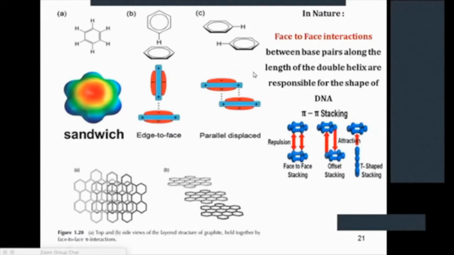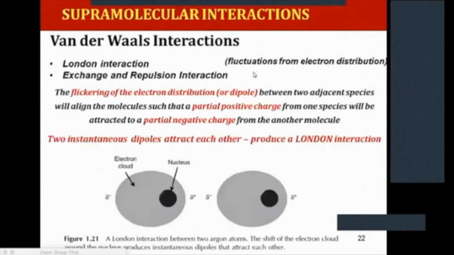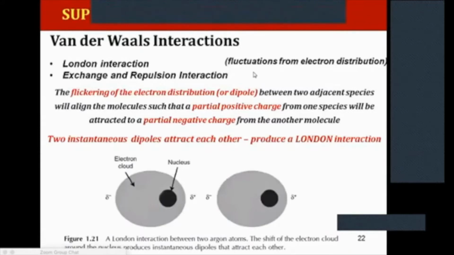So you can see the electrons revolving around the nucleus. But this nucleus attracts these electrons towards its side. And this nucleus attracts the other nucleus towards its side. There exists an instantaneous dipole. It is not a permanent dipole there. So instantaneous dipole, due to this, they are attracted to each other. And this also plays a major role in supramolecular interactions.